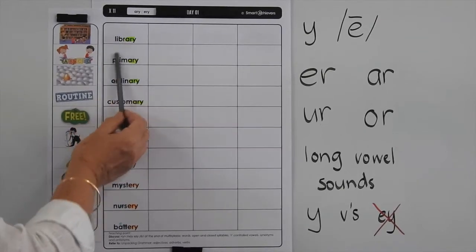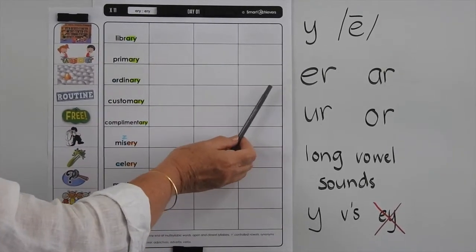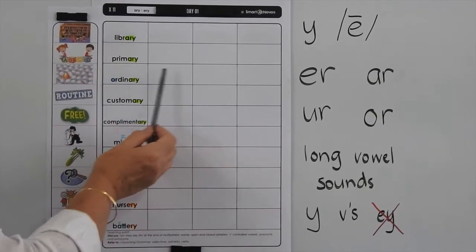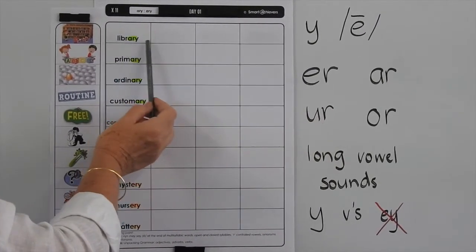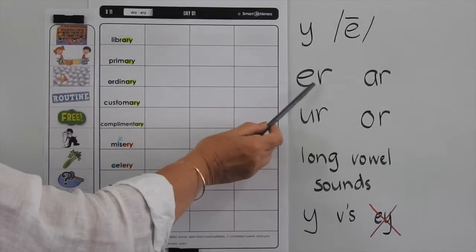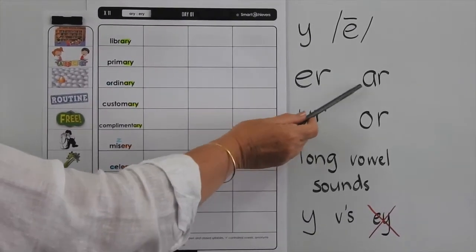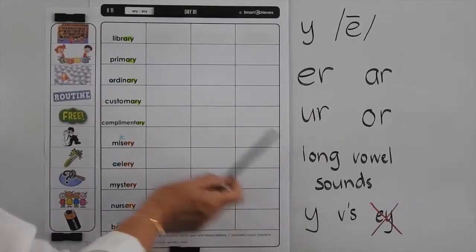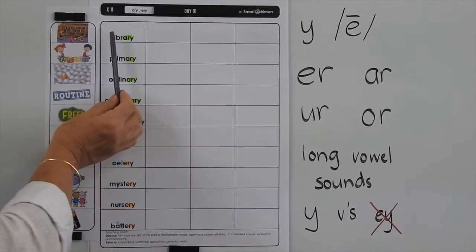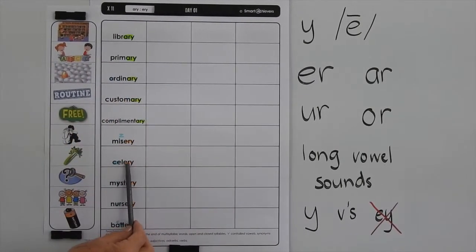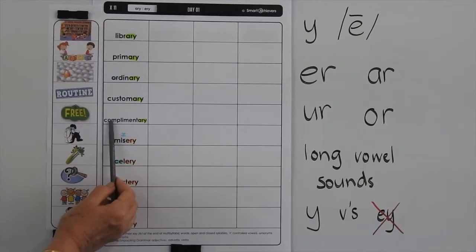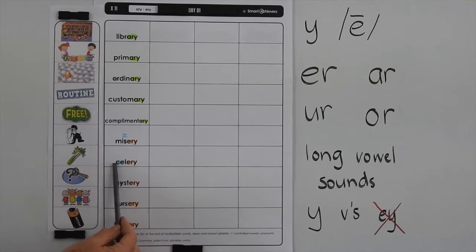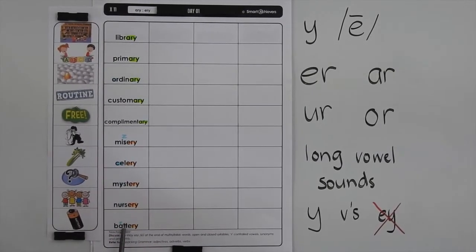So the other thing we've got within this list is some R-controlled vowels. At the end of these words we've either got AR or ER. They're all R-controlled vowels, that's a vowel with an R, which changes the vowel sound. So just be aware of that. We've got ARY on some of them and ERY on the others. So we've got library, primary, ordinary, customary, complementary, misery, celery, mystery, nursery and battery.